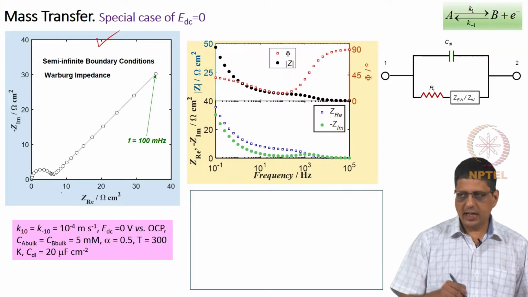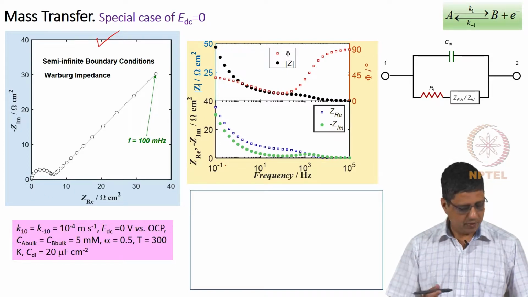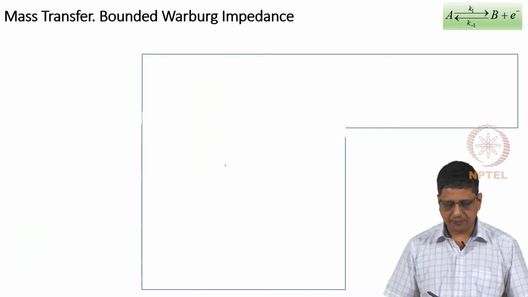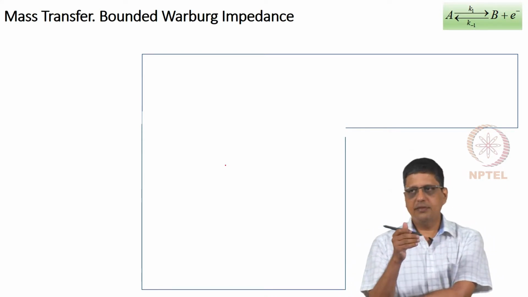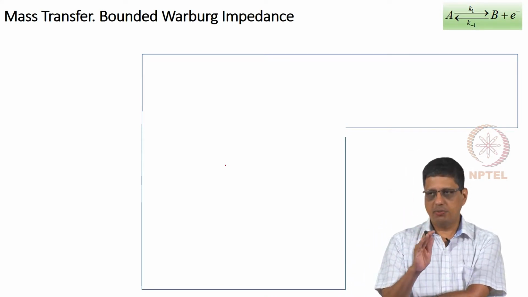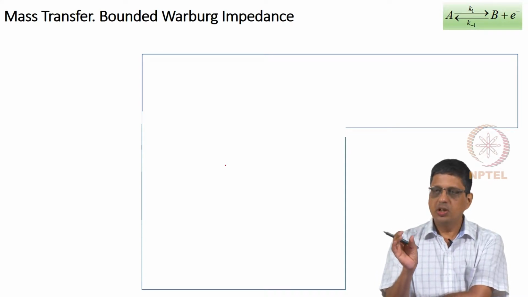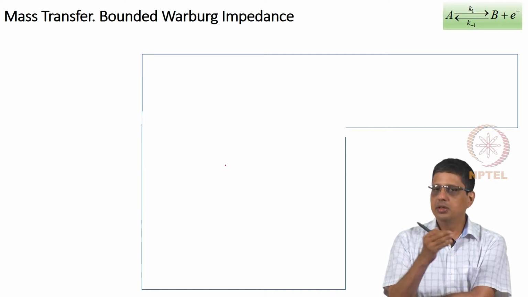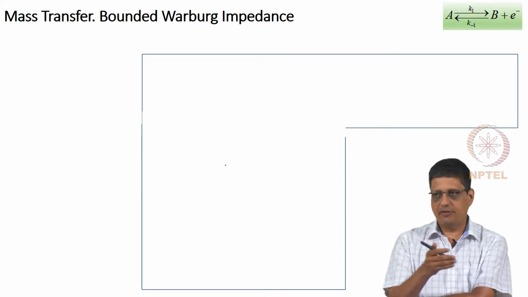That is a 45-degree line with an offset of course to the origin, and you have the Bode plot represented here for certain values of kinetic parameters and diffusivities. So, what we want to do is to derive the equations for a finite boundary condition. That means that boundary layer thickness is finite. So, the basic equation is going to be the same. The general solution is also going to be the same. We are going to apply a different boundary condition.